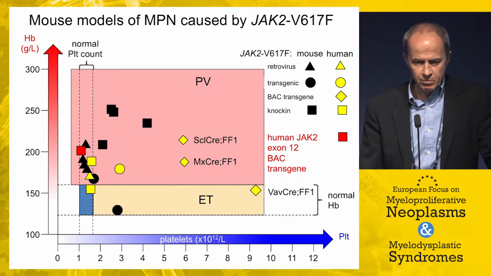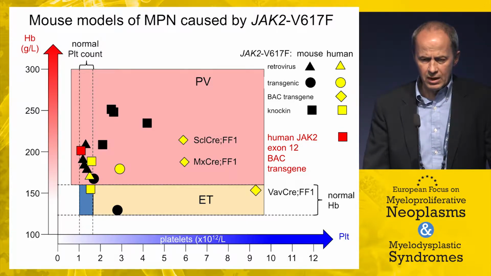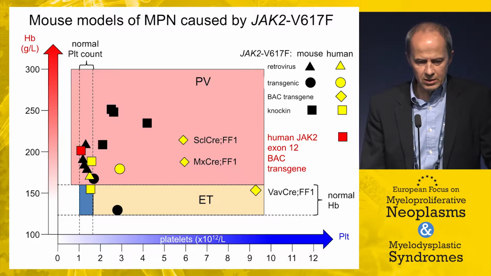And this was true for both using the mouse and the human mutant JAK2. Then my own group generated some transgenic mice, and these developed mostly a PV phenotype, but we've shown that this can then progress to a pure ET phenotype, depending on the levels of expression of this mutant protein. And the last generation of models were knock-in models that used the mouse mutant JAK2, and they created a strong PV phenotype with some variability, but in general also increased platelet levels.